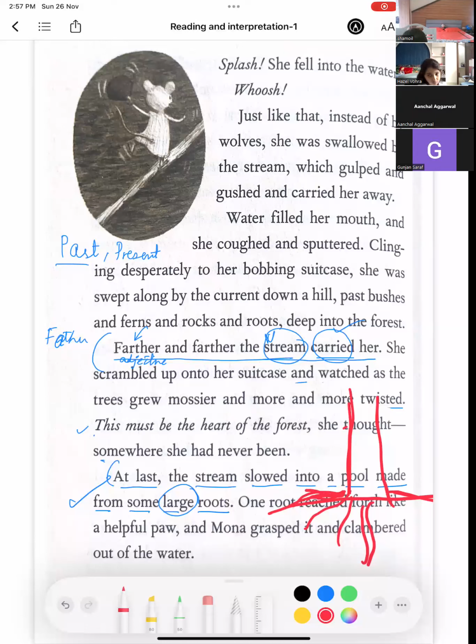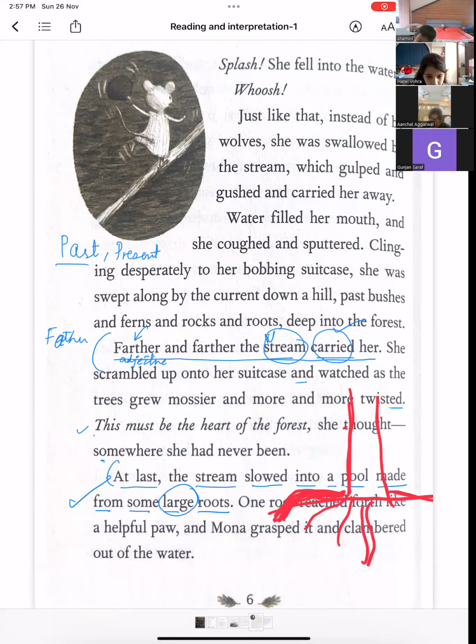Suppose this root is on the surface, children, she can hold onto it, right? And it looks like a leg. A paw is like the leg of a creature. Animals have paws and claws. Humans have hands and legs, right? One root reached forth like a helpful paw, and Mona grasped it and clambered out of the water.